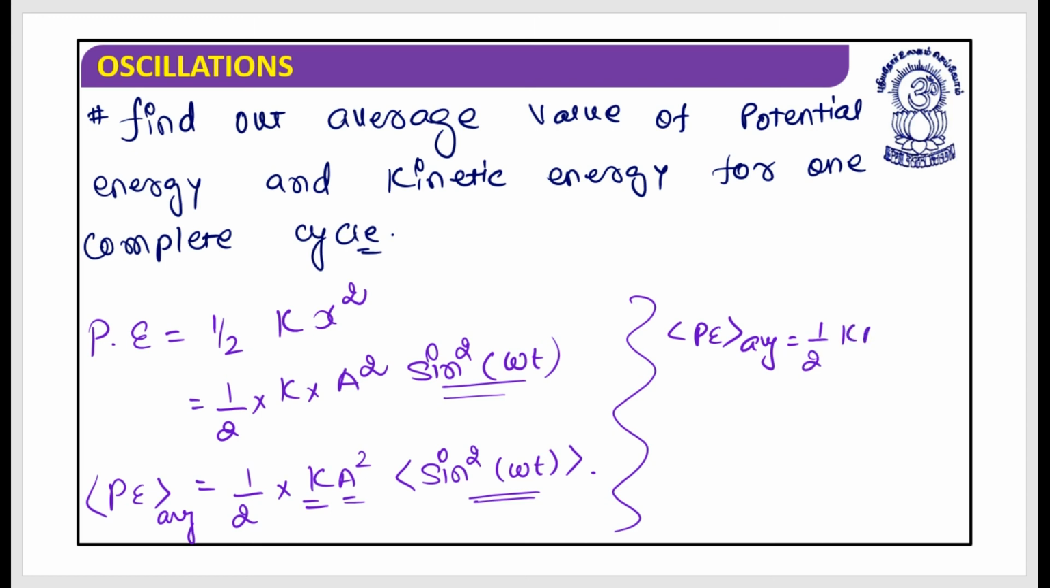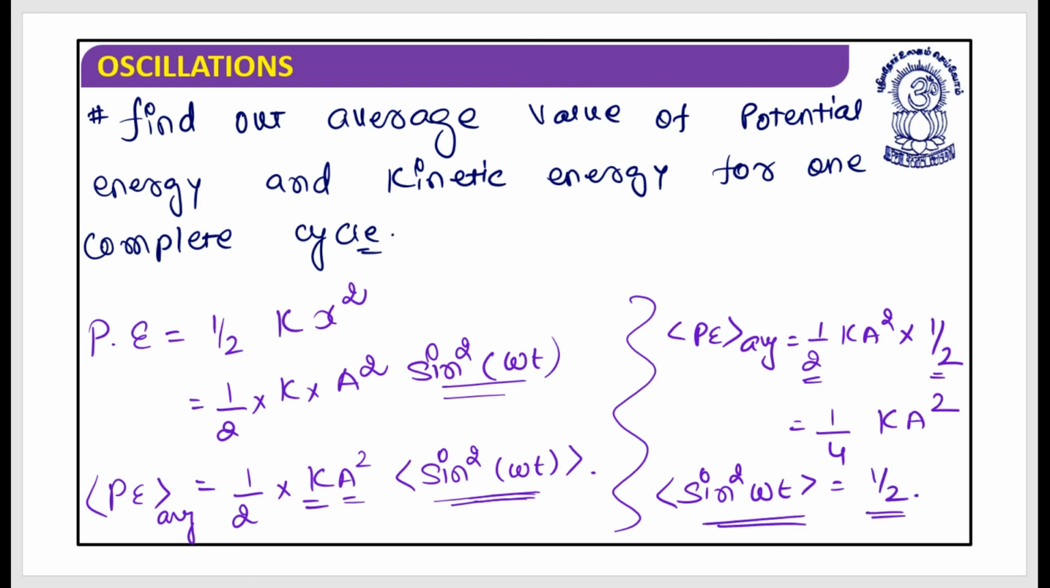This is 1 by 2 ka square multiplied by 1 by 2, it's an average value of sine square omega t. And when I take an average of this, it's 1 by 4 ka square. So please do remember this at this point of time. You are going to learn this average value of sine square omega t, that is equal to 1 by 2, when you reach class 12 in the unit alternating current, definitely, for sure. So at this point of time, please do remember that the average value of sine square omega t for one cycle is 1 by 2.